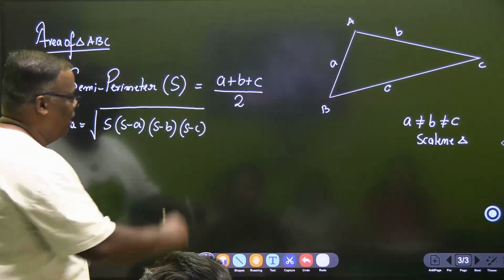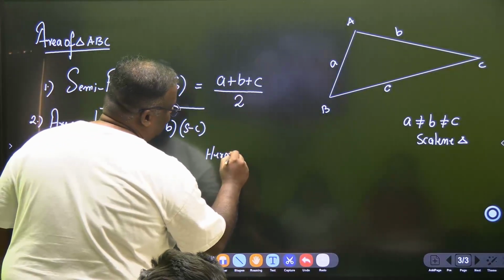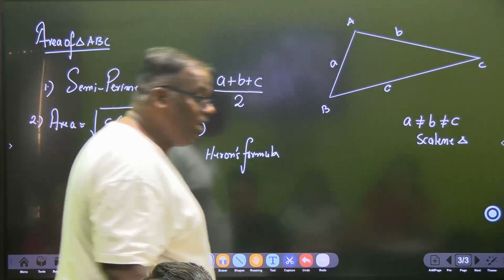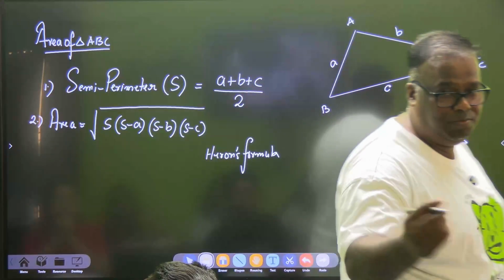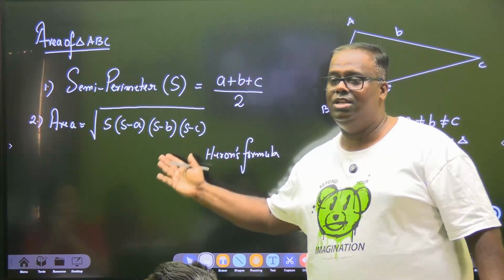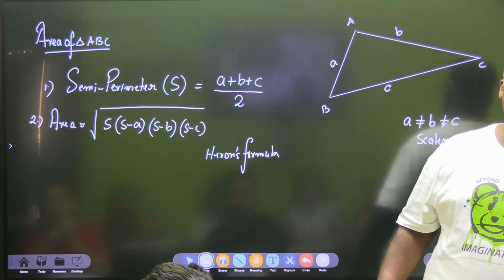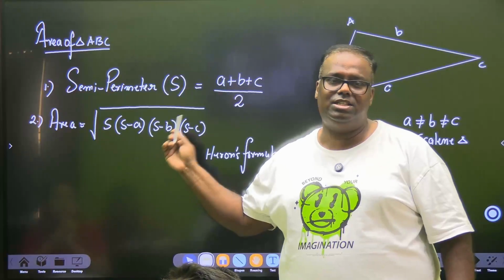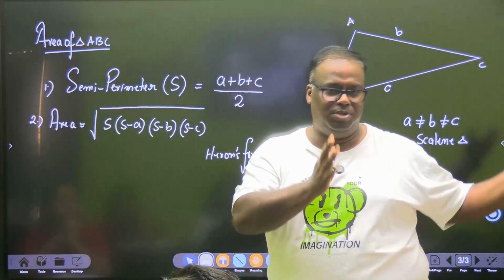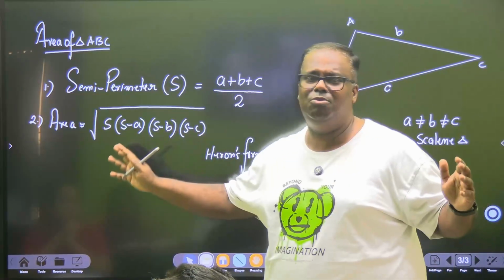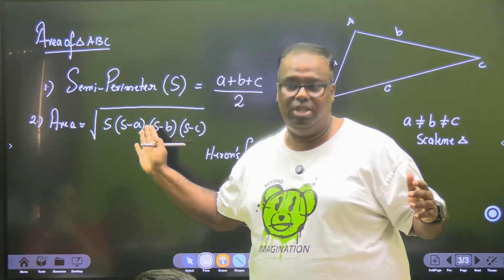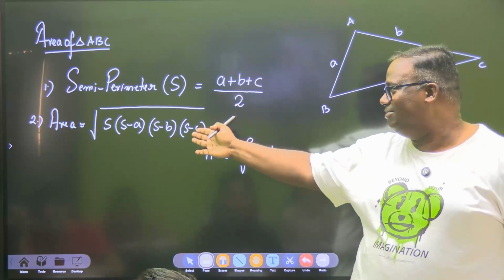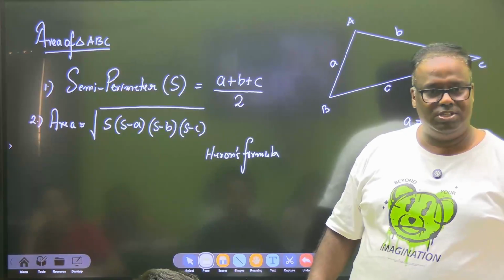This is known as Heron's formula. He only gave this formula. So Heron's formula says, given any scalene triangle with sides A, B, C, the area is root over S into S minus A into S minus B into S minus C. It is very simple. First S, then deduct each side from S. Don't worry so much, because there are bigger ones waiting for you. This is a very simple one.